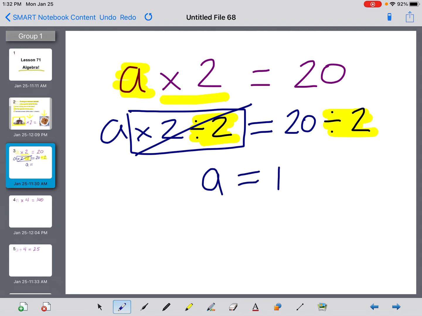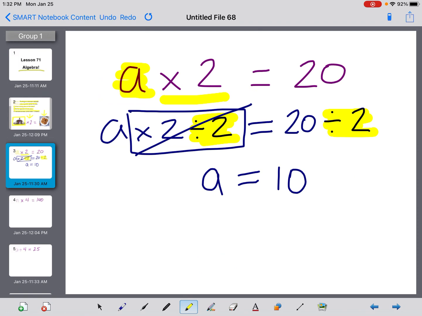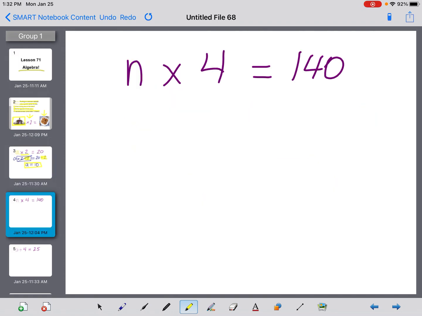And then all you have to do is do 20 divided by 2, which gets you a 10, and that is your final answer. And that is step 4. Calculate the answer, and you write the letter equals answer. So just like I did over here, the letter A equals 10. Okay, so really grade 6, if you remember what we had done with addition and subtraction, you're doing pretty much the exact same thing, just with multiplication and division. Let's go through a few more examples just to really get that back into your head.